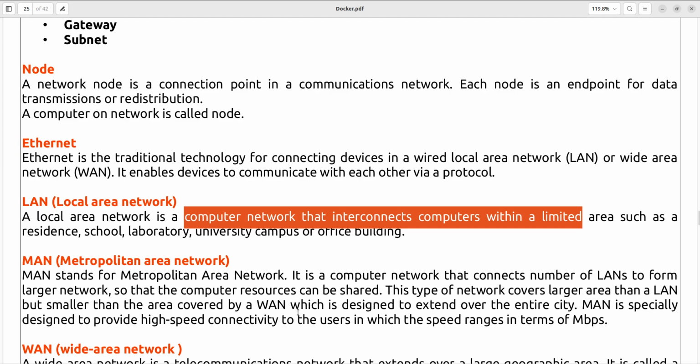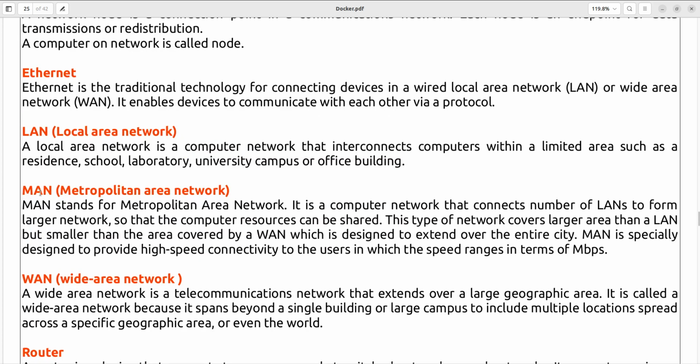Okay. Next is a wide area network. Wide area network, more than one MAN. You can say that throughout the world, throughout the entire country, entire world, the computers, all the LAN or MAN networks are connected. That is called wide area network.